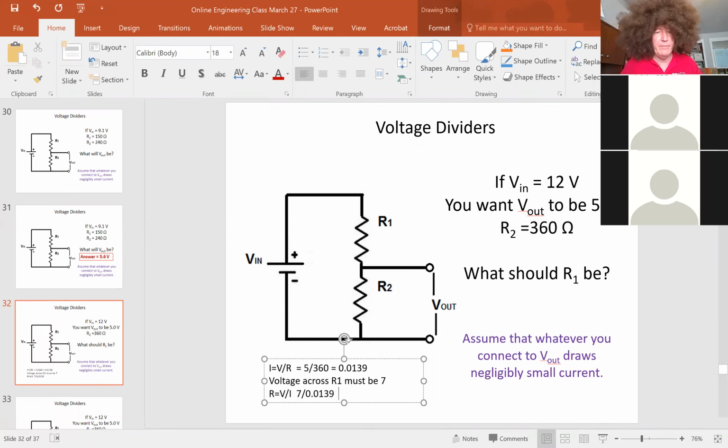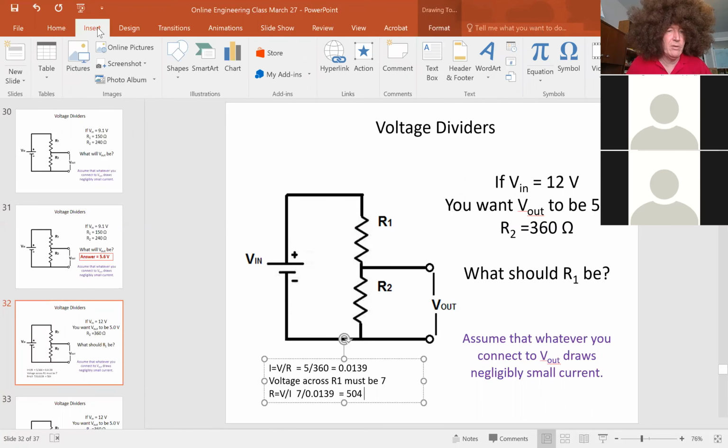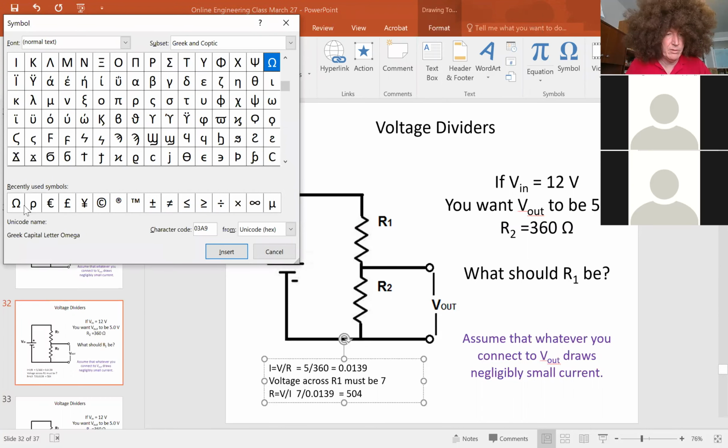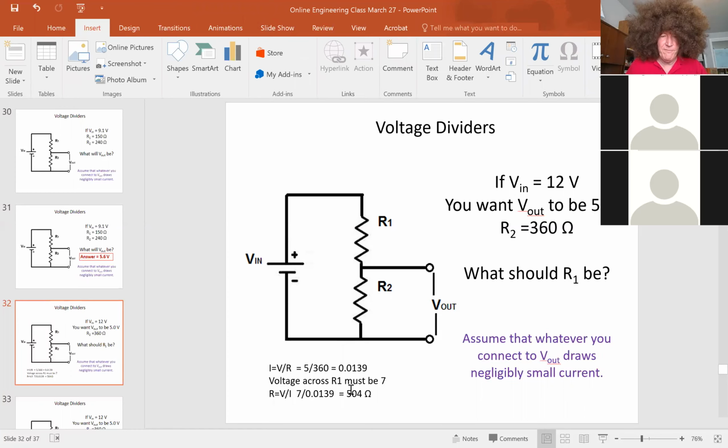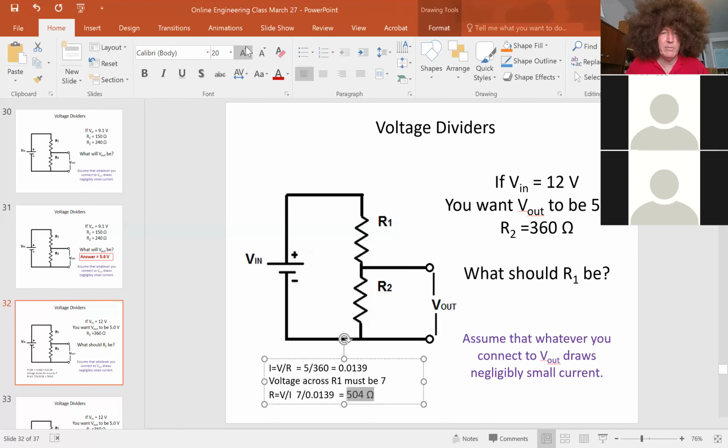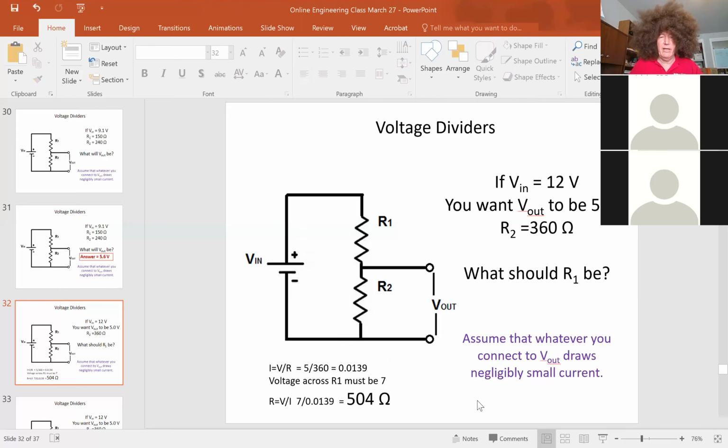Okay, so let me get out my calculator here. So 7 divided by whatever my last answer was. I'm getting 504. And now this is ohms here, so let me go in here and get my ohm symbol. You guys see how I did that? Okay, so 504 ohms is the answer. Let me just make that nice and big. All right, so those of you that said 504, that was pretty much what you guys said, right? Yep, okay. So it makes sense?